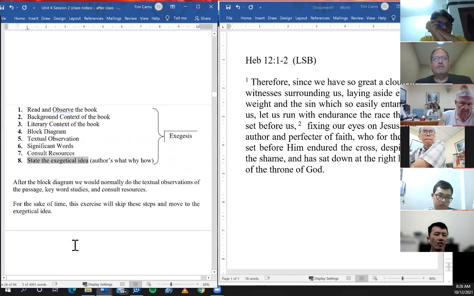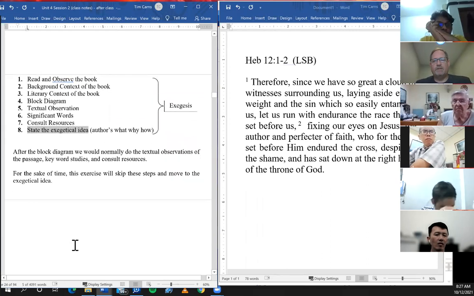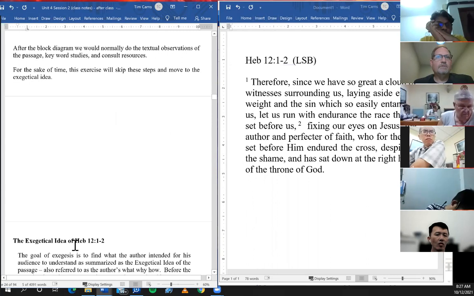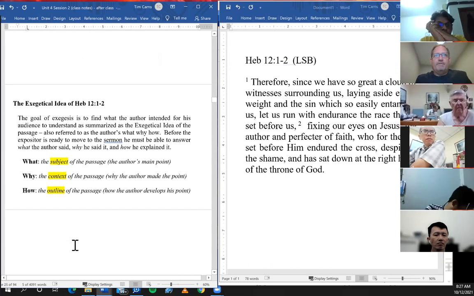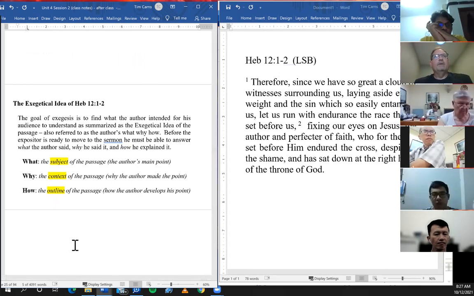Okay, so I want to move to that step just for the sake of time, and just remind you of this, and we'll probably have to pick this up next week when we gather together. Is again the goal of exegesis, right? It's to find what the author meant. What's his intended meaning? That's what we're after. What did he intend for his audience to understand? And we call that the exegetical idea. Okay, that's the author's main point, his focus.